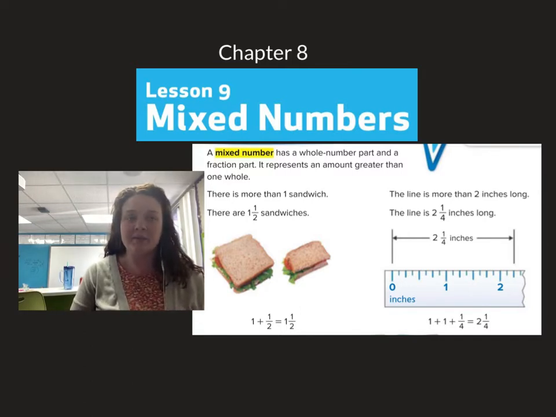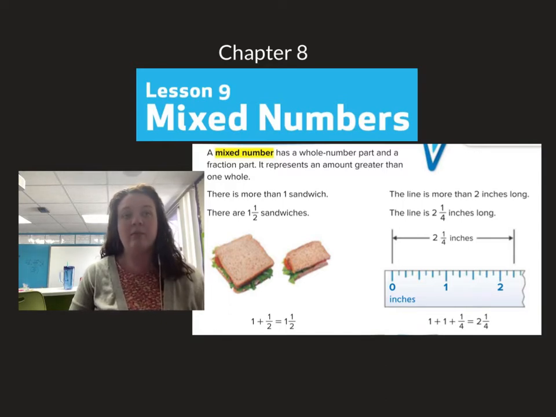Now, mixed numbers are just numbers that have a whole number and a fraction part. It represents an amount greater than one whole.